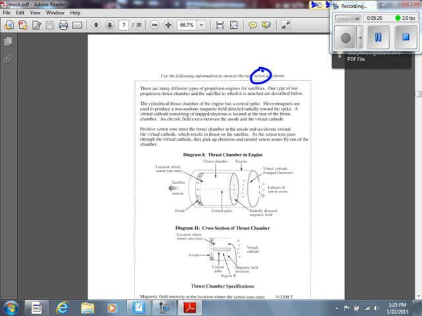I've seen that so many times where people are like, I just don't know how to do this. It doesn't seem like I have enough information. You don't, unless you go back 3 pages to the information that said use the following information to answer the next 7 questions. So circle the next 7 questions.